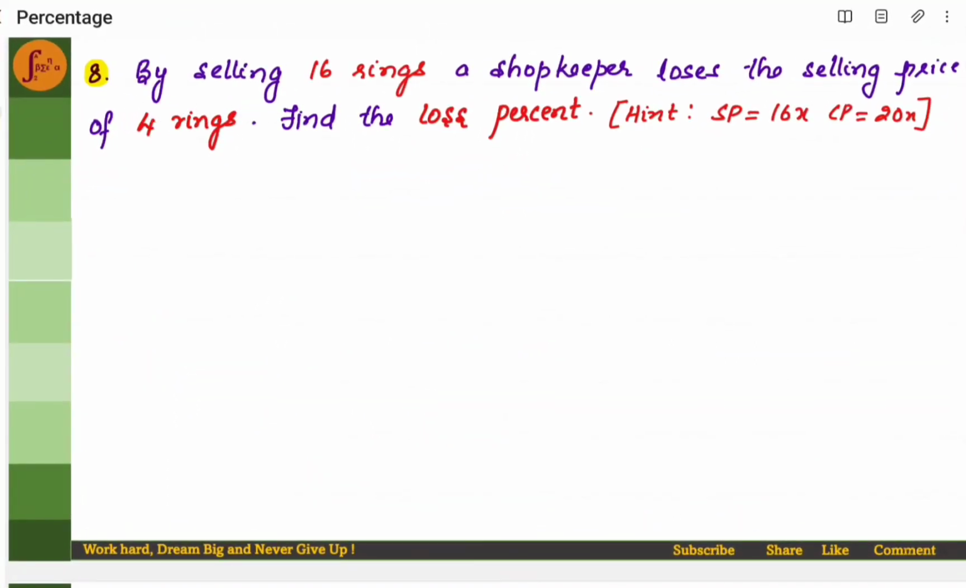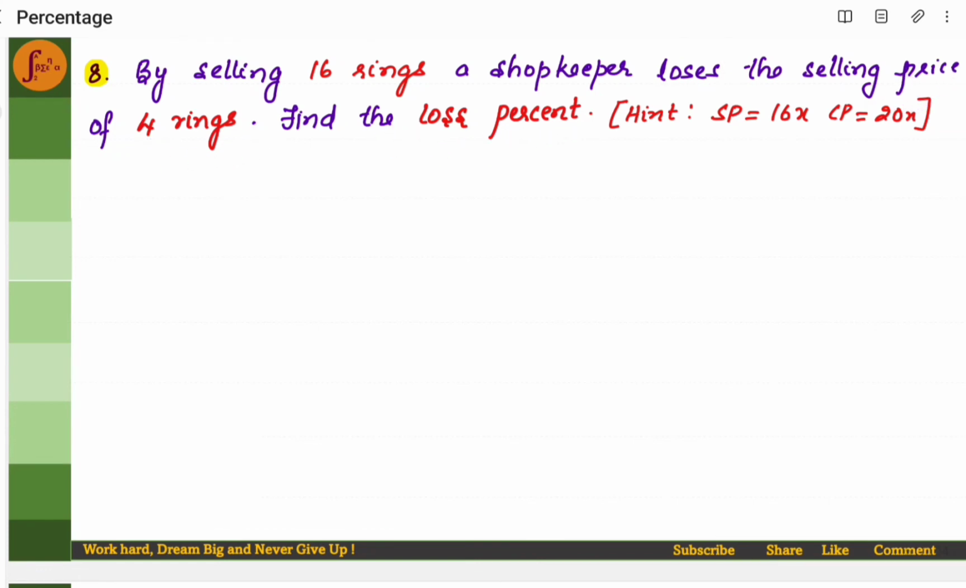The problem states that by selling 16 rings, a shopkeeper loses the selling price of 4 rings. That is, he tries to sell 16 rings and he gets into a loss. And how much is that loss? The loss is equal to the selling price of 4 rings. Now find the loss percent.